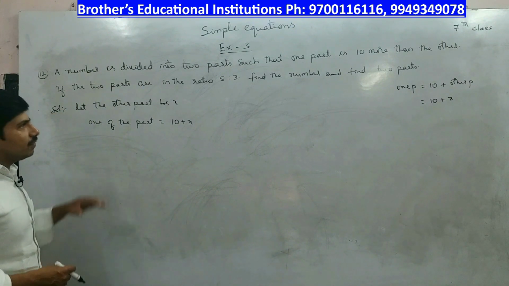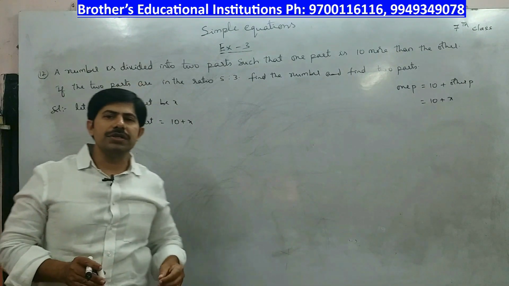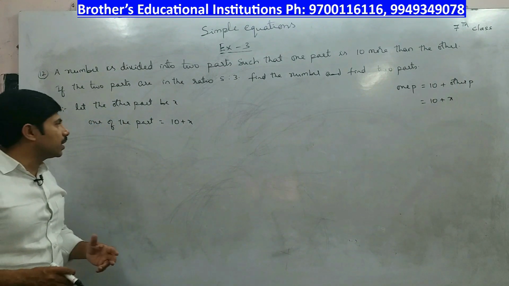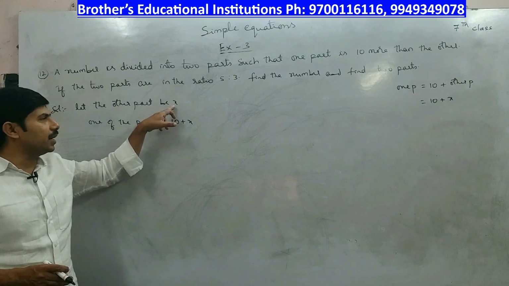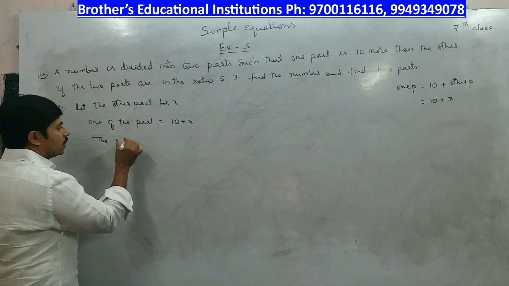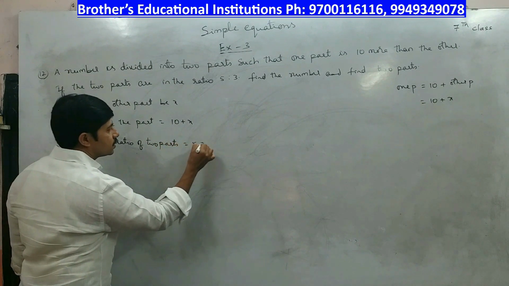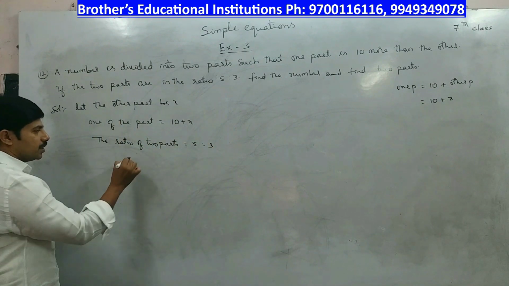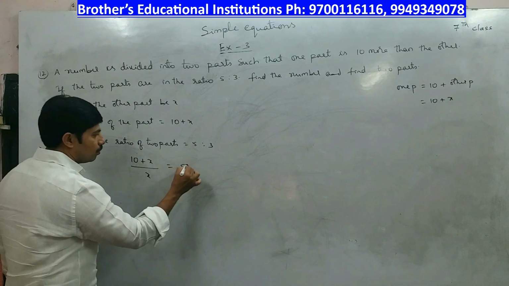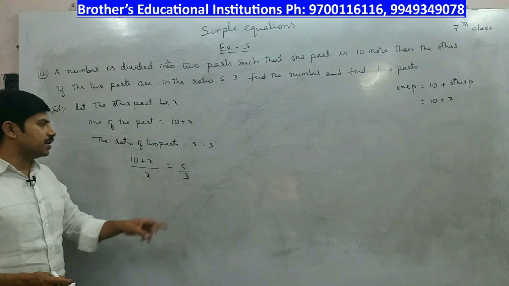After that, after finding the one part and the other part, they have given a ratio. See, a ratio is nothing but a division. So if the two parts are in the ratio 5:3, what are the two parts we have? 10 plus x and then x. So now the ratio of the two parts is 5:3. That means 10 plus x by x is equal to 5/3.